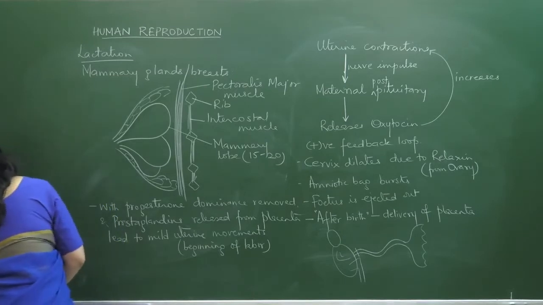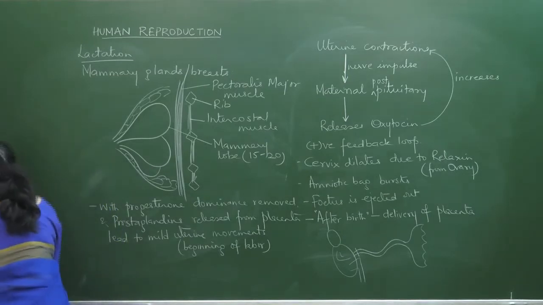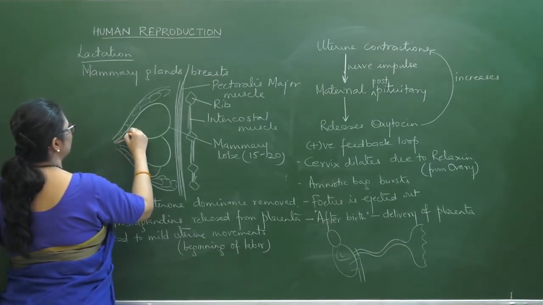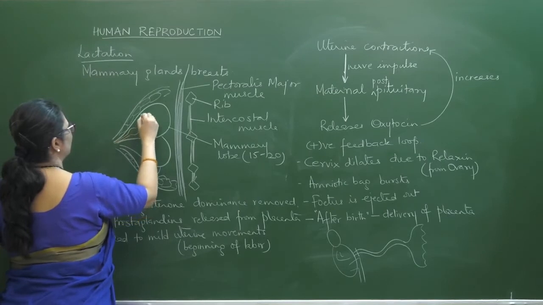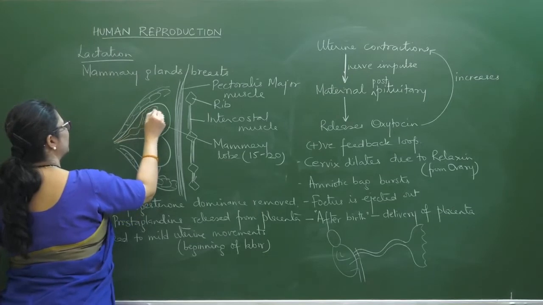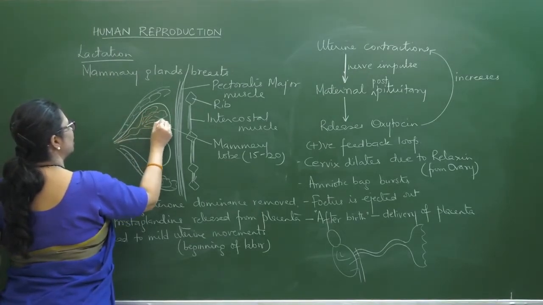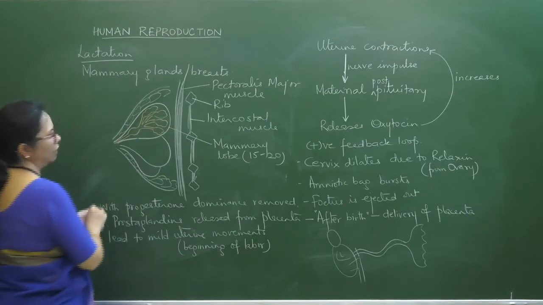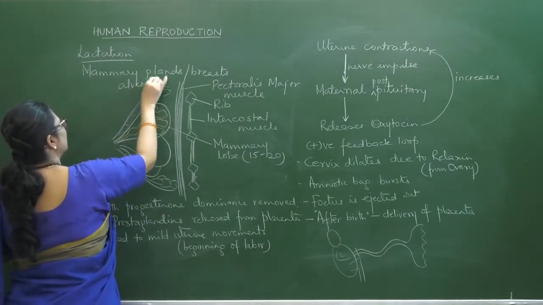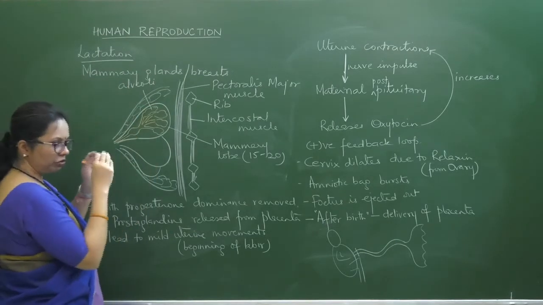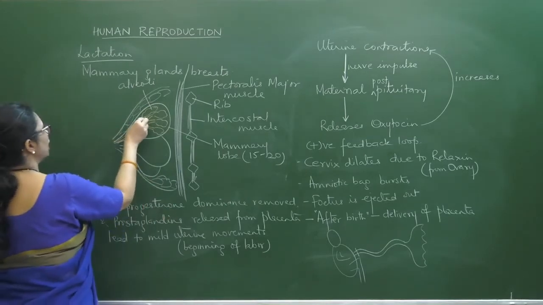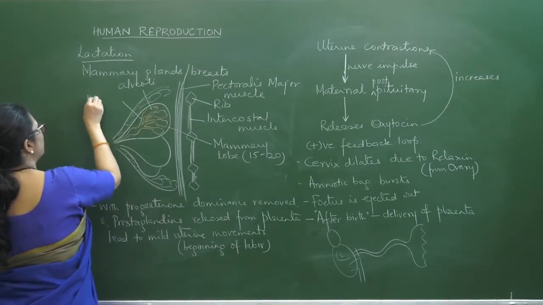And here inside I'll just make one of it. And these are the alveoli. I've just drawn one of it. So here you see this is the alveoli where the secretory cells are there which will be secreting milk, and within this alveoli space the milk will be stored also. Then it is the mammary tubule.